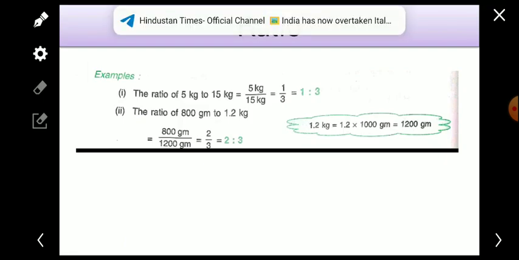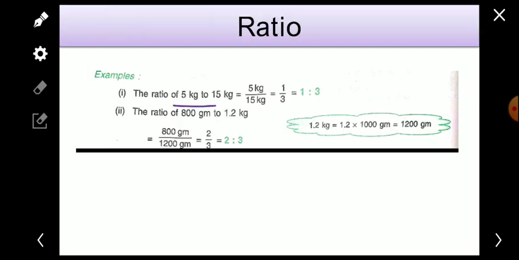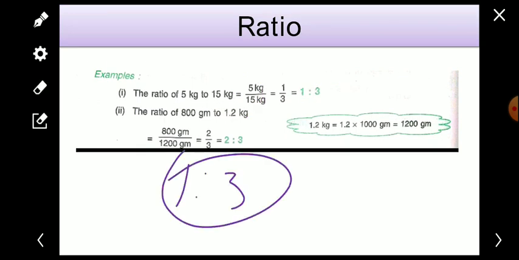Now examples. Suppose you have to find the ratio of 5 kg to 15 kg. So what will be 5 kg by 15 kg? It means 1 by 3, it means 1 is to 3. This is the ratio we will always write like this, 1 to 3. Okay, 1 is to 3.